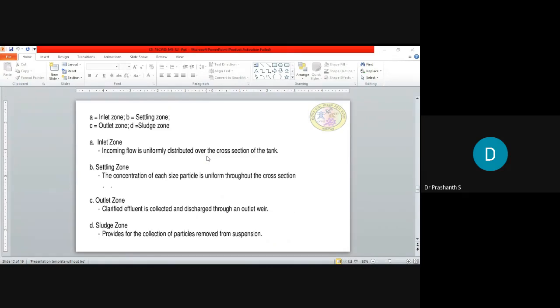In the inlet zone, the incoming flow is uniformly distributed over the cross section of the tank. B is the settling zone. The concentration of each size particle is uniform throughout the cross section. In the outlet zone, the clarified or treated water is collected and discharged through the outlet. And the sludge zone provides for the collection of suspended impurities present in the water.